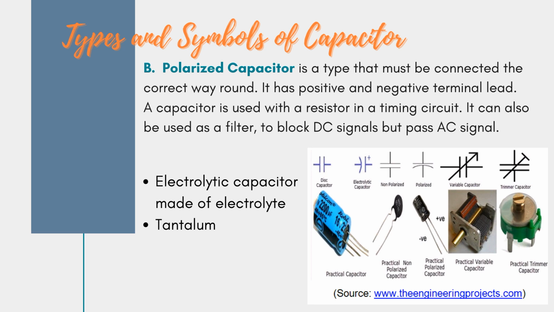Polarized capacitor. A polarized capacitor is a type that must be connected the correct way round. It has a positive and negative terminal lead. A capacitor is used with a resistor in a timing circuit. It can also be used as a filter, to block DC signals but pass AC signals.